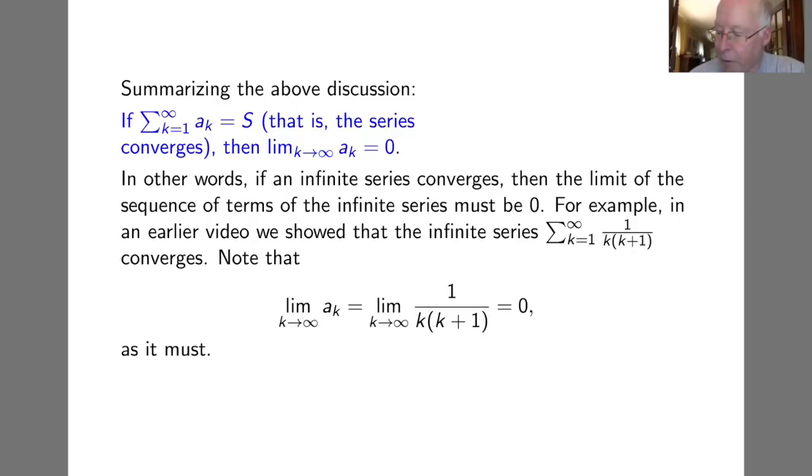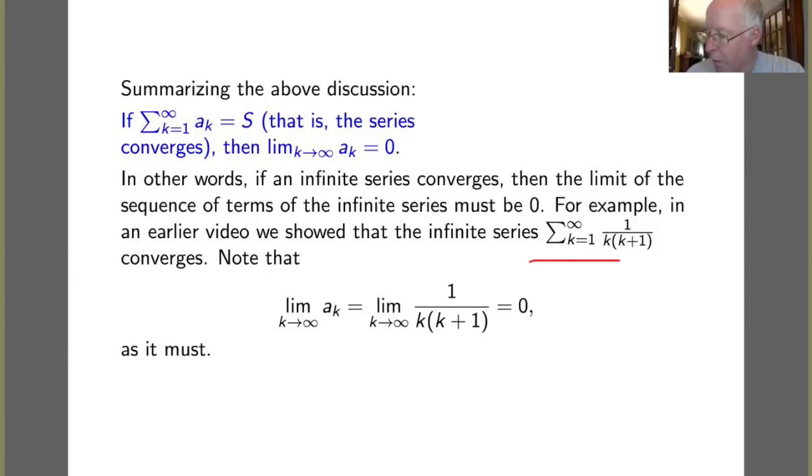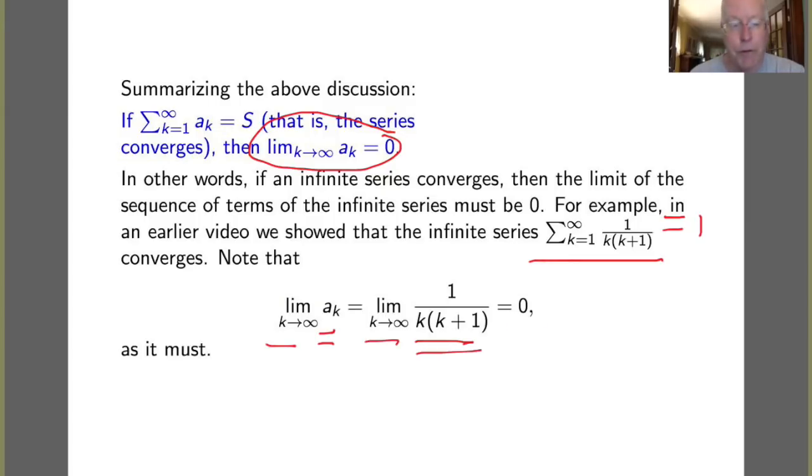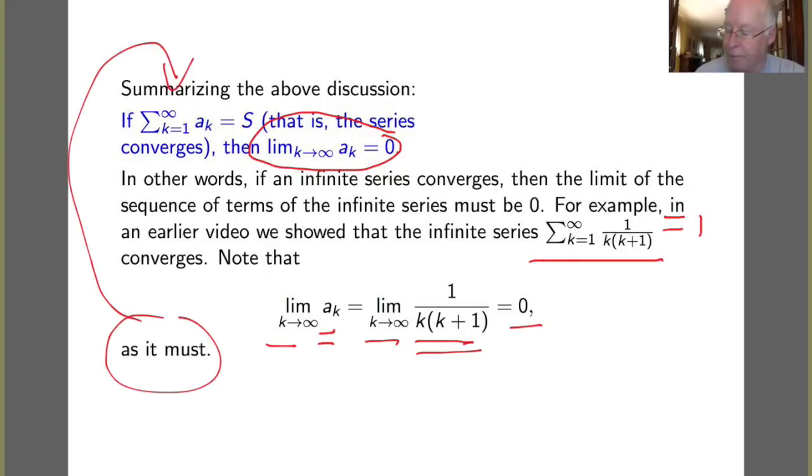In an earlier video, we looked at a telescoping series, summation k equals 1 to infinity 1 over k times k plus 1, and we noted that that series, in fact, converged to 1. Okay, it's a convergent series, and of course, as a consequence of this rule up here, that means if I take the limit of the terms, I better get 0. Well, look what happens here. a sub k is 1 over k times k plus 1. And sure enough, as we take the limit as k goes to infinity, that turns out to be 0, as it must, because we've already verified that that statement is true.